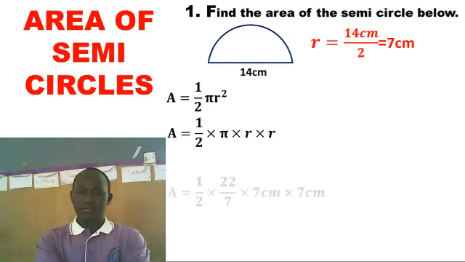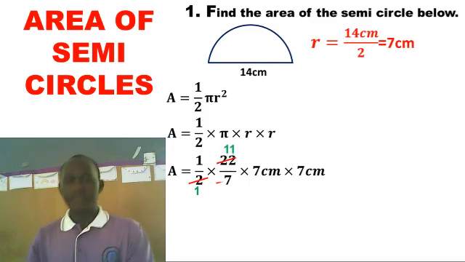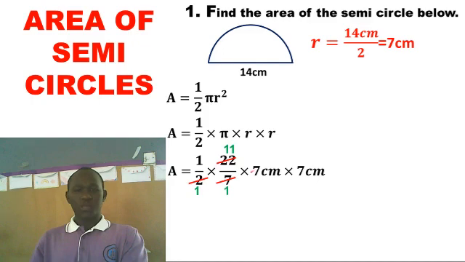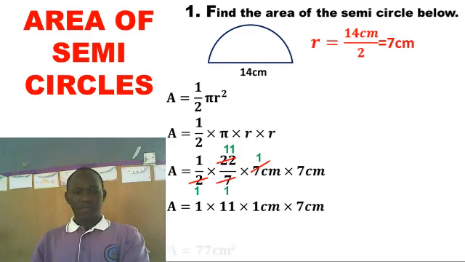We can now go ahead and substitute, which is a half times 22 over 7 times 7 centimeters times 7 centimeters. And let's divide that. 2 divided by 2 is going to give us 1. Then 22 divided by 2 is giving us 11. So you go ahead and divide 7 by 7. It's giving us 1, and 7 divided by 7 will also give us 1. At the end, we are having 1 times 11 times 1 centimeter times 7 centimeters. And the product of all those numbers will be 77 square centimeters.